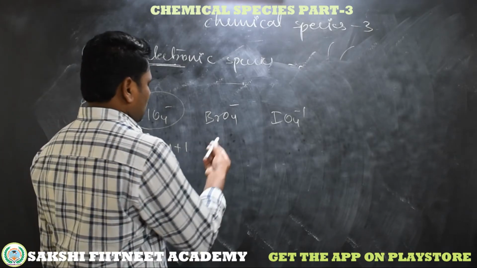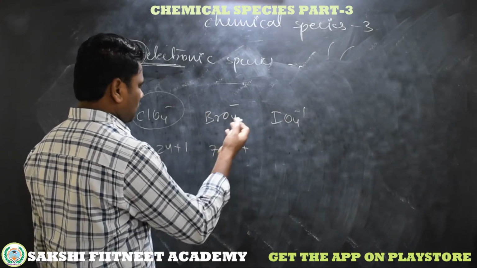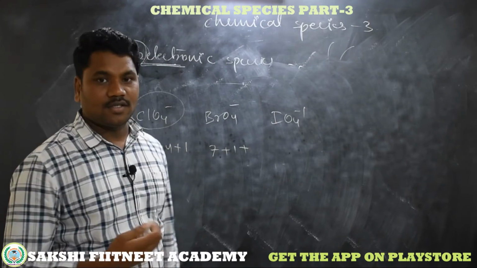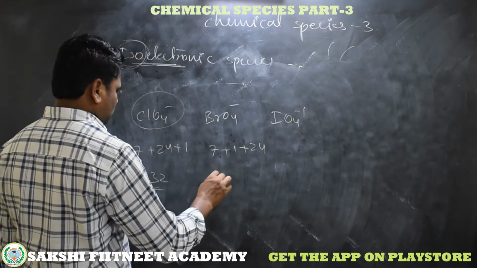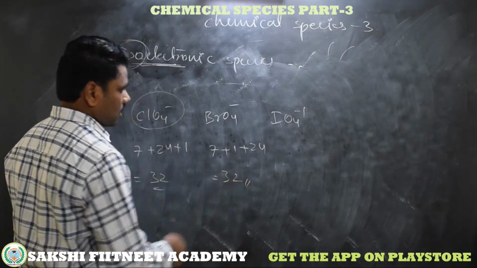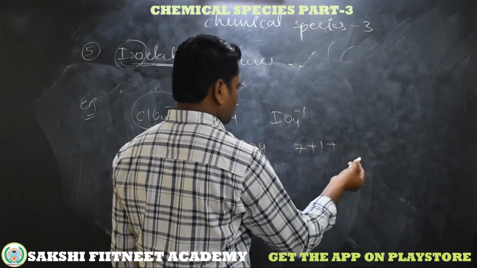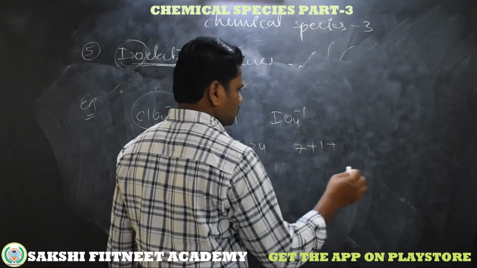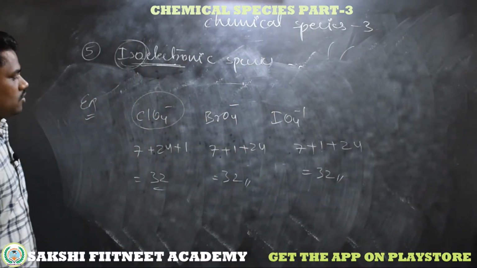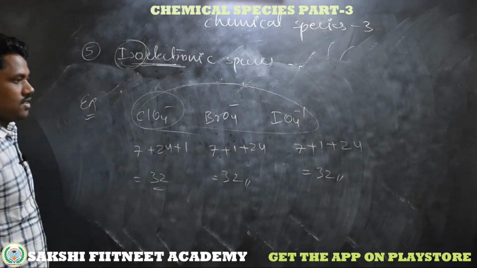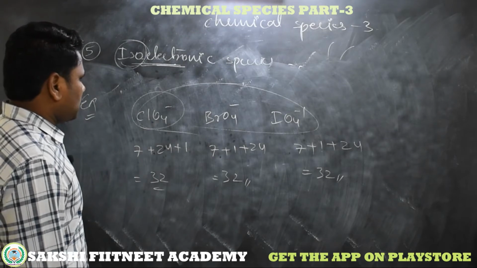Now coming to BrO4 minus. Bromine valence electrons are 7, plus 1 for the minus charge. And O4 means each oxygen exhibits 6 valence electrons, so total for 4 oxygens is 24. Now here also it becomes the same, 32 valence electrons. Now coming to iodine: iodine has 7 valence electrons, plus 1 for the minus charge. Each oxygen has 6, so 4 oxygens are 24. This also becomes 32. So these are the isoelectronic species. We will move to the next example.